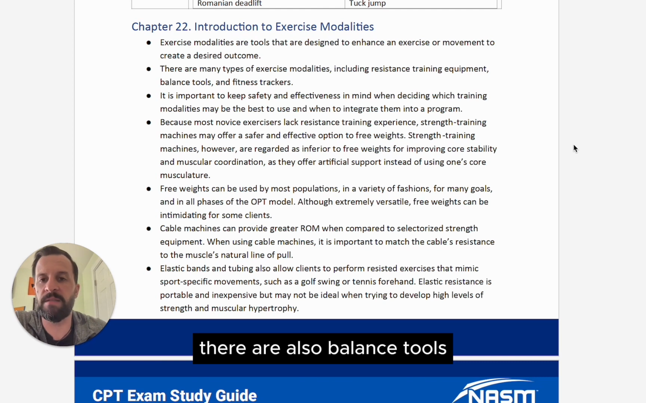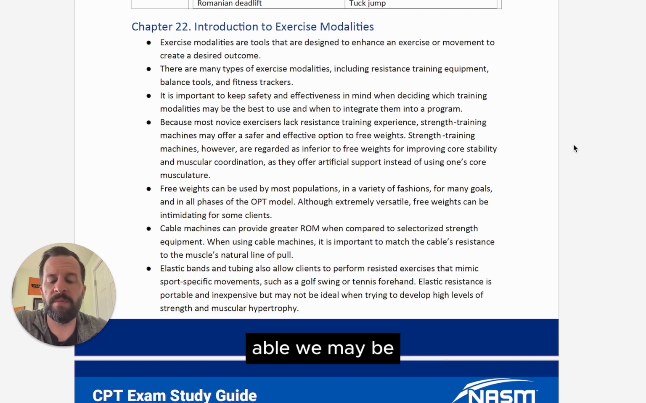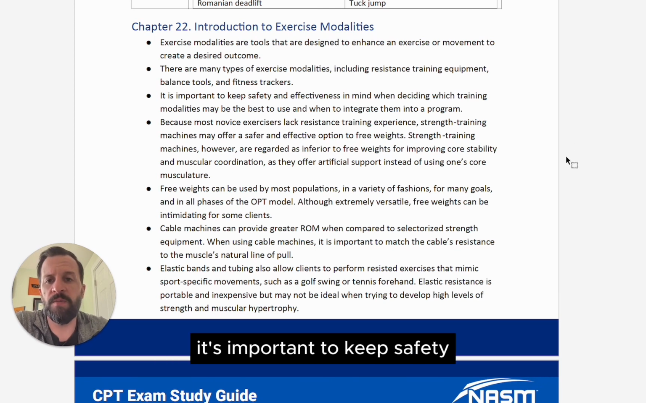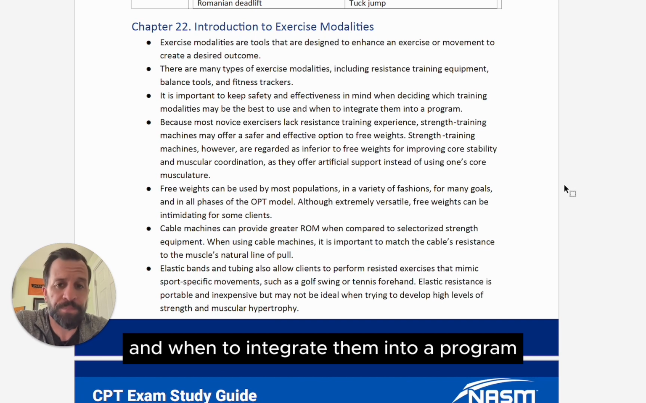There are also balance tools and fitness trackers that we may be able to incorporate into our training and our programming. It's important to keep safety and effectiveness in mind when deciding which training modalities may be the best to use and when to integrate them into a program.